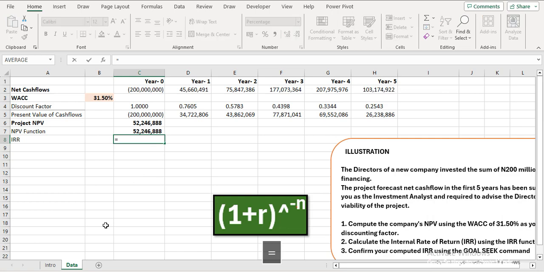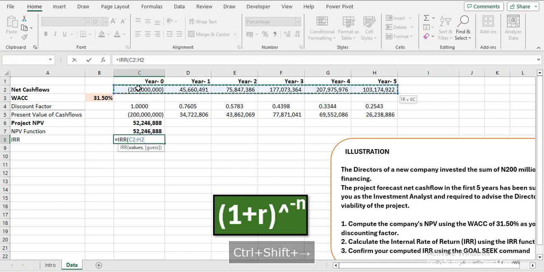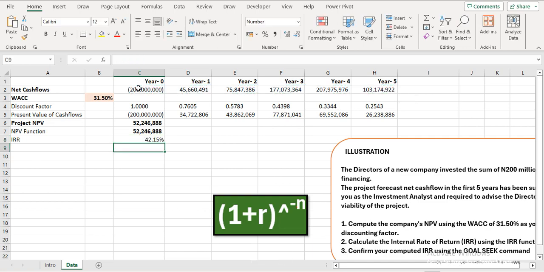So I'm going to say equal to IRR. It's a function that, you can see, returns the internal rate of return for a series of cash flows. I open my bracket, it asks for values. The whole values are together, so I'm going to place it as a range. That's all. I hit my enter key, and it's telling me the internal rate of return is 42.15. What does that mean? It means that if this place, which is 31.5, becomes 42.15, then this 52 will become 0. Now that's all that we need to do.